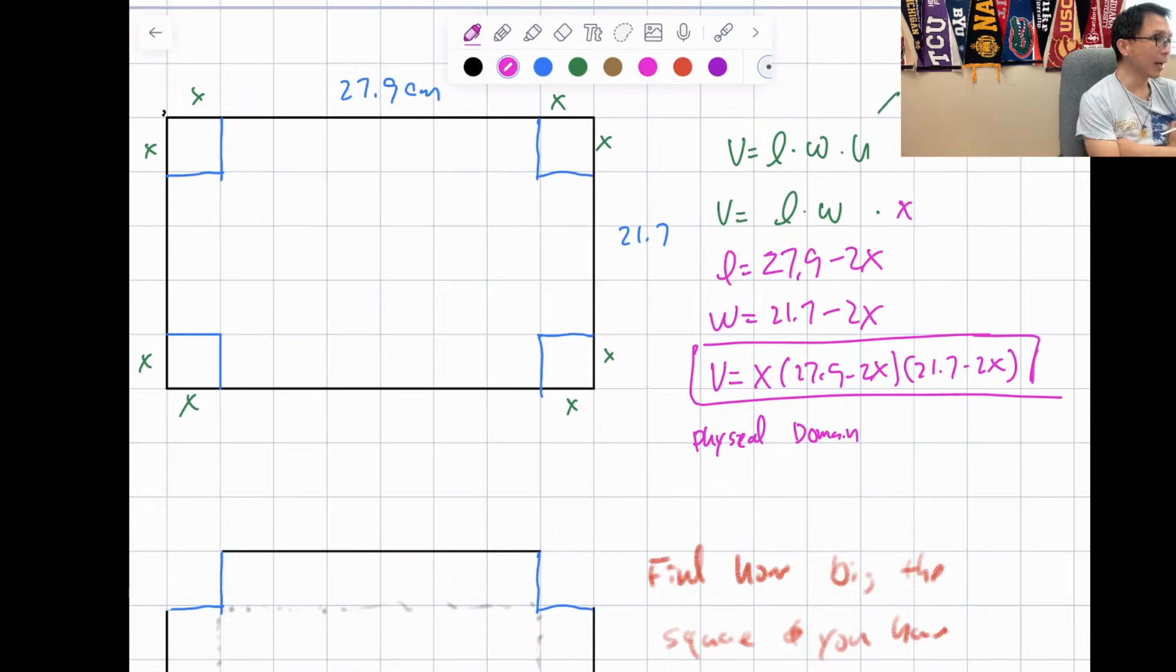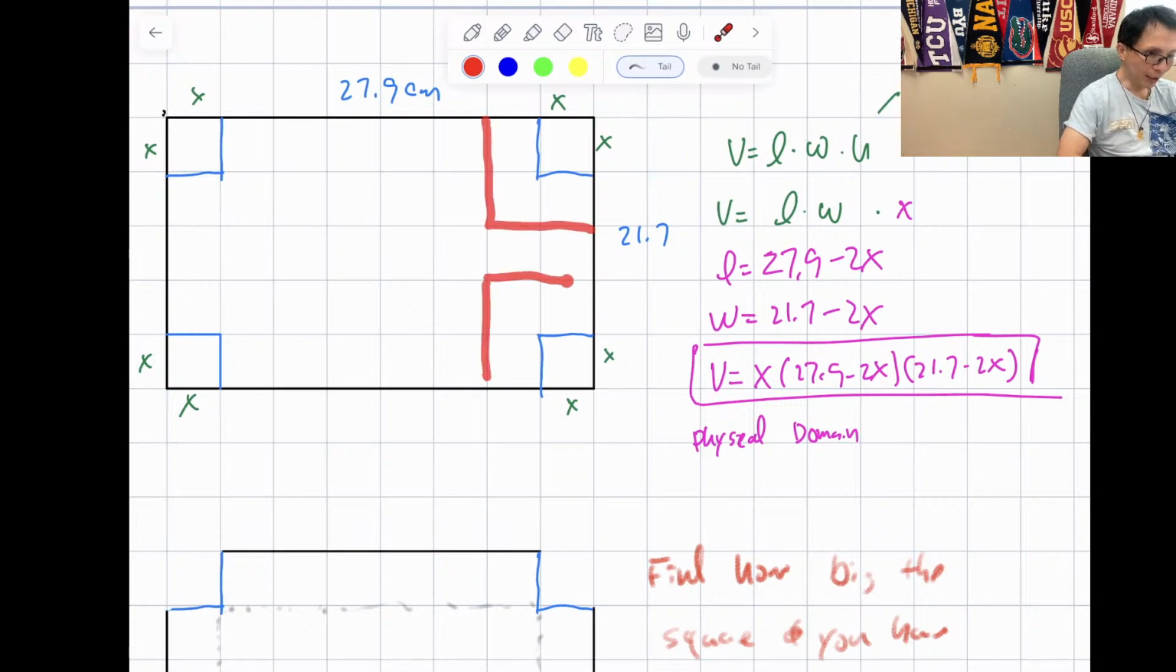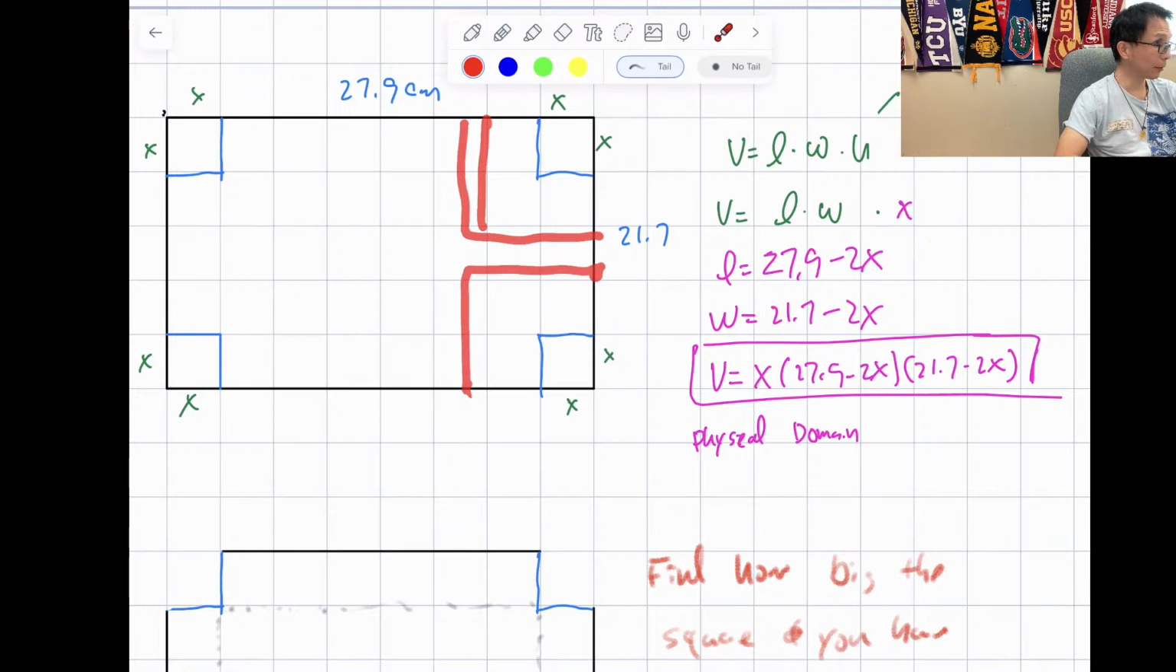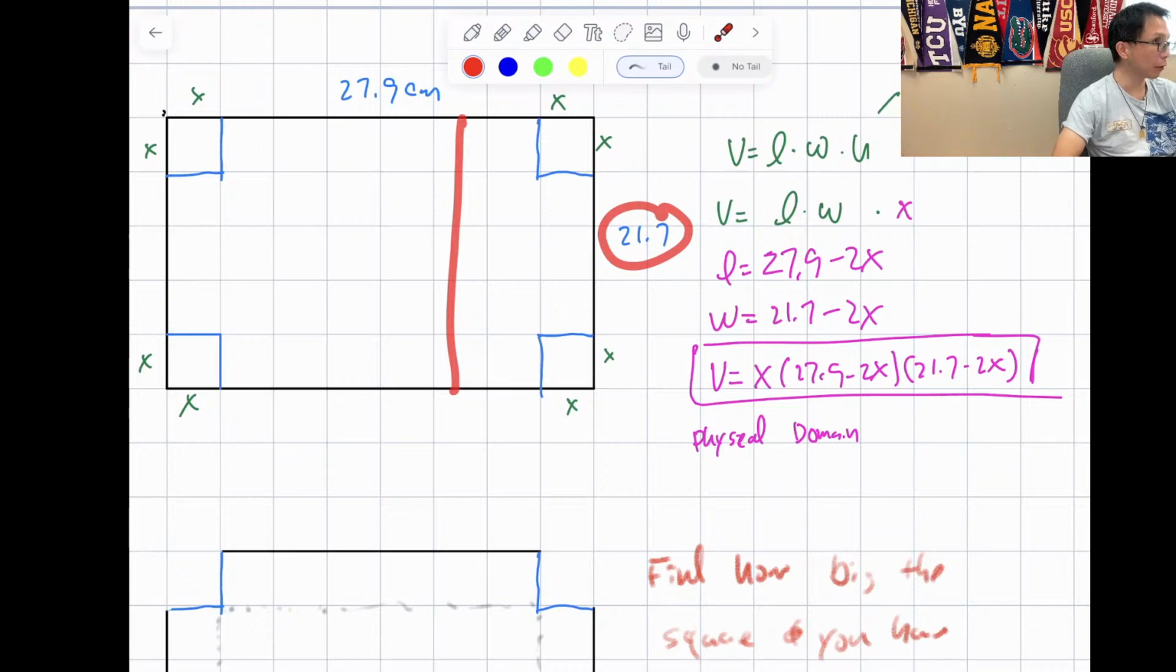Now, physical domain is on the shorter side, because imagine if I cut the longer side. If I cut this, it is fine, right? This looks kind of like Dia's box. But if she cuts a little bit bigger, then there's no more box, right? She cut pretty big. She could try to cut like this, and so her box is very, very tiny and skinny. But she cannot cut more than this part, because 21.7 is what is known as the physical domain.